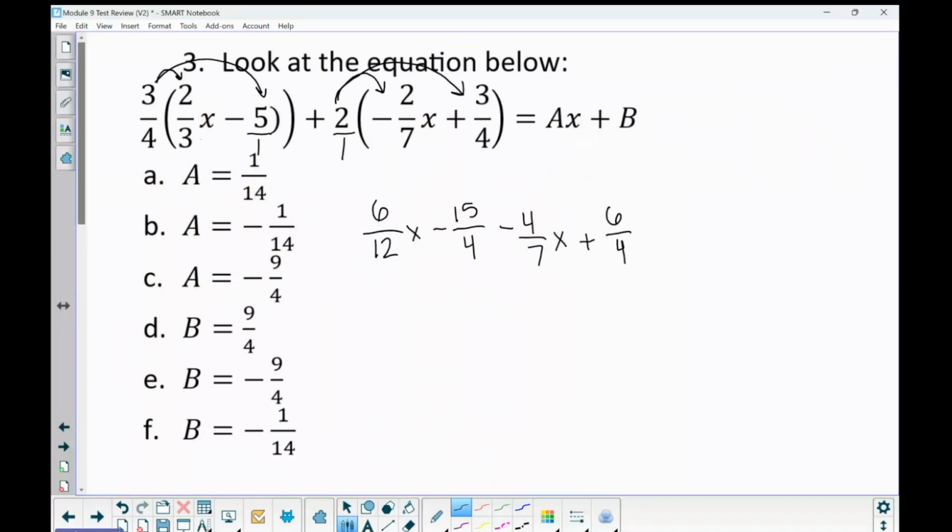And now we can start combining like terms. Now here, I can simplify this fraction. So before I combine like terms, I want to simplify this. I know 6 over 12 is the same as 1 over 2.